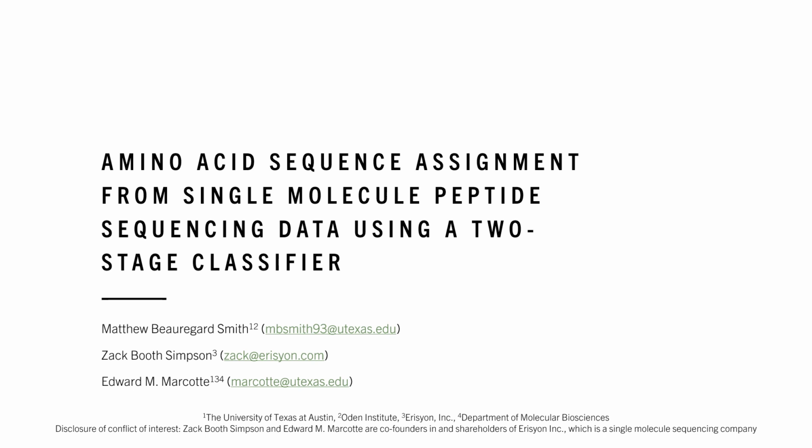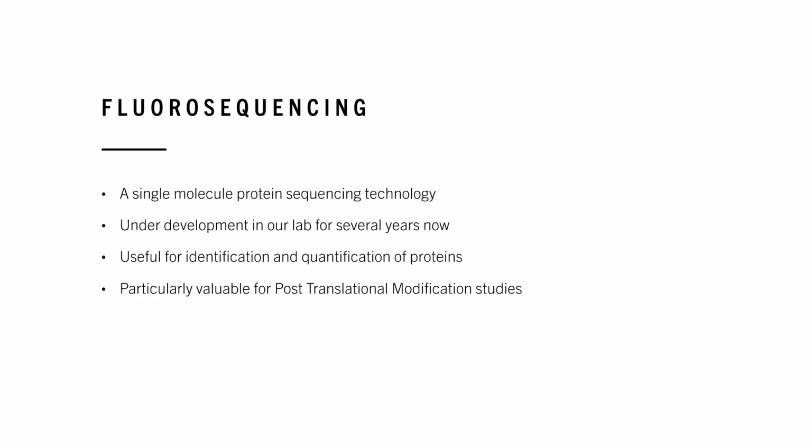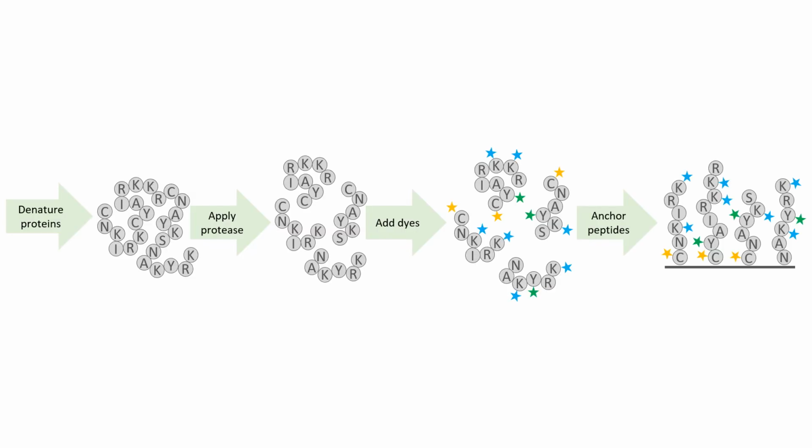Hi, I'm Matt Smith, and I'm going to be presenting today on machine learning classification methods for single molecule peptide sequencing data. In particular, we're looking at fluorosequencing data. This technique has been under development in my advisor's lab for several years. It's useful for identification and quantification of proteins, and it's particularly valuable for post-translational modification studies.